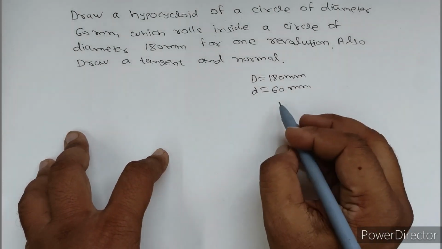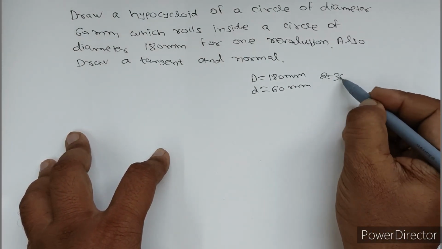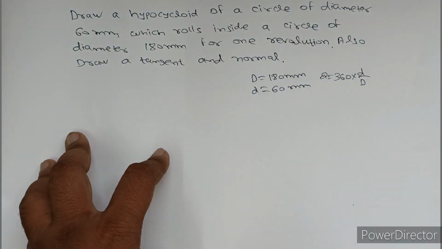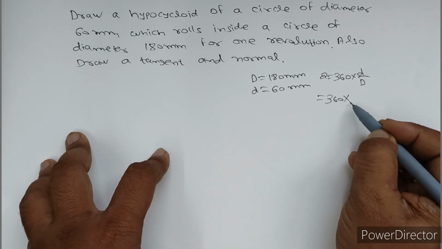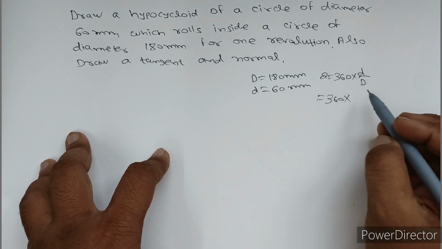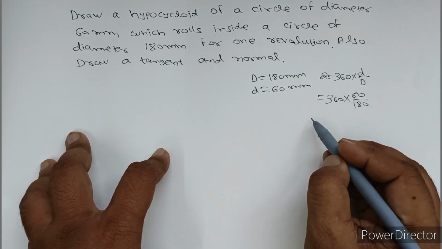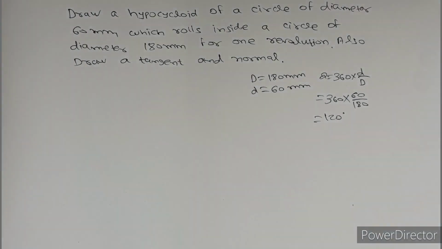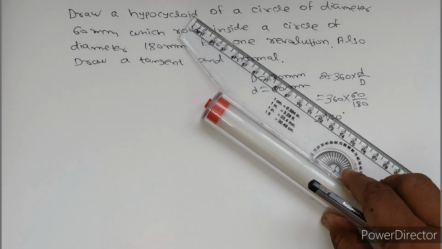Clear? Okay, now what is theta? Theta equals 360 multiplied by small d divided by capital D. Now 360, small d is 60 and capital D is 180. So it is 120 degrees. Okay students, now you have to draw a horizontal line.